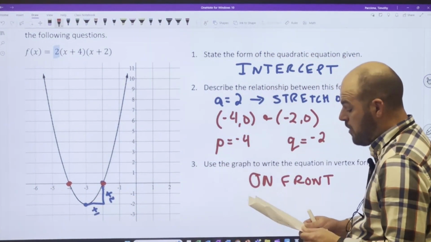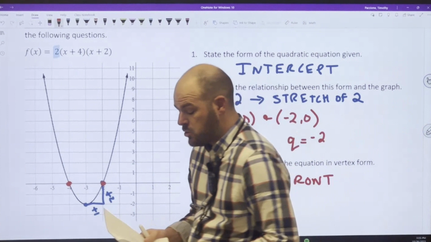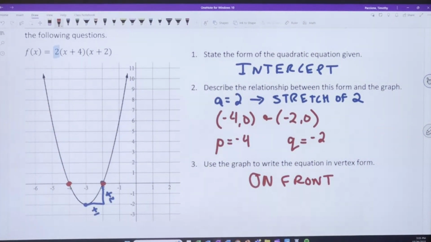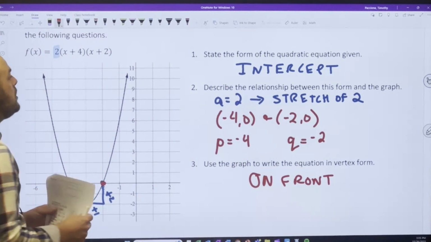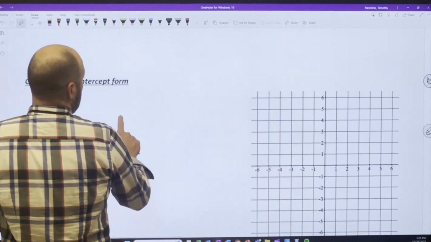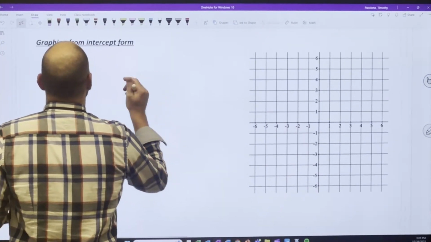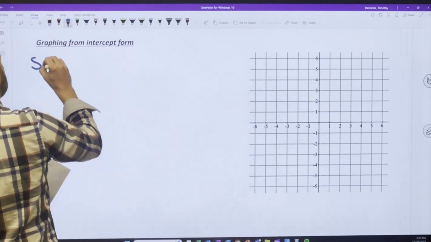All right, so the last thing we're going to talk about is graphing from intercept form. I'll give you some steps, I'll give you an example, and then we'll be done. So, graphing from intercept form. Let's talk steps first. Well, actually, we'll go steps and example at the same time.